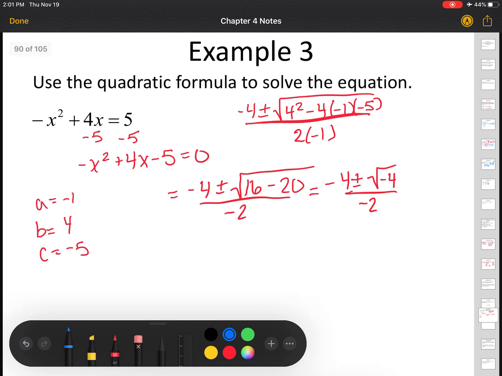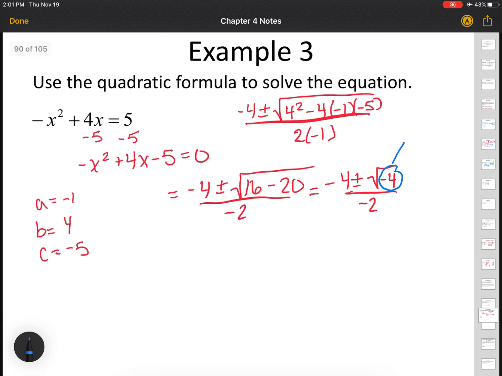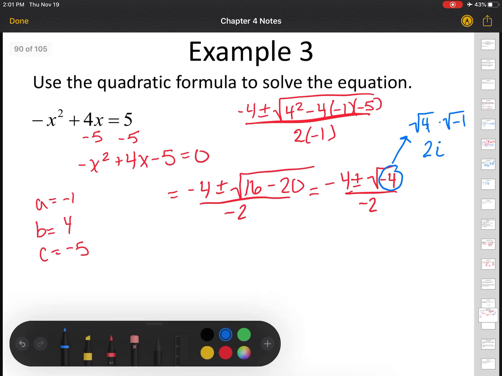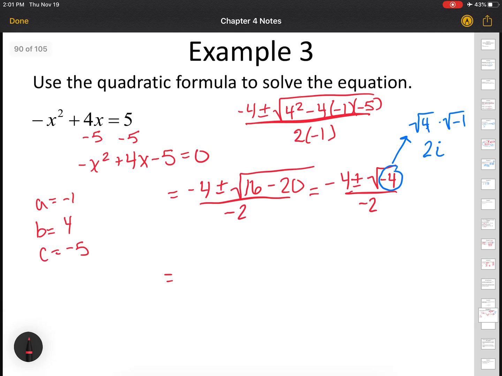Yeah, that can. If I take negative 4 and pull it out a second, that's the same thing as square root of 4 times square root of negative 1. Well, the square root of 4, that's a perfect square, that's just 2. And the square root of negative 1, that's just i. Okay, so I could simplify that down to negative 4 plus or minus 2i all over negative 2.